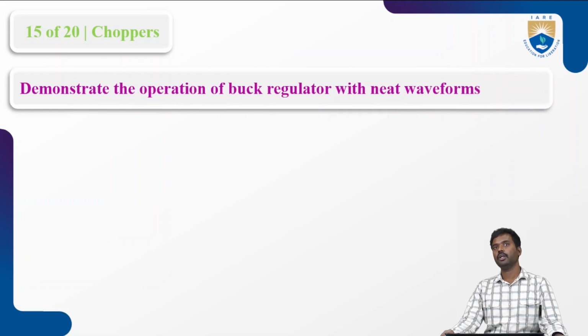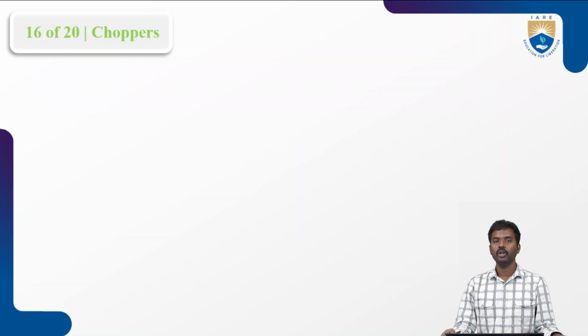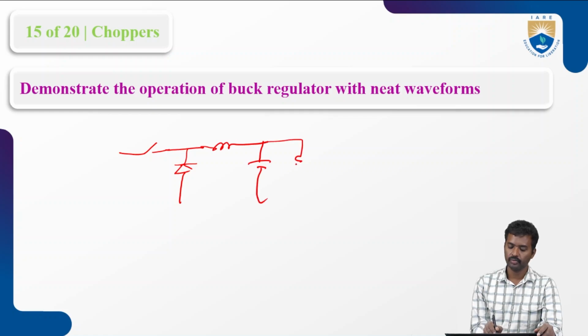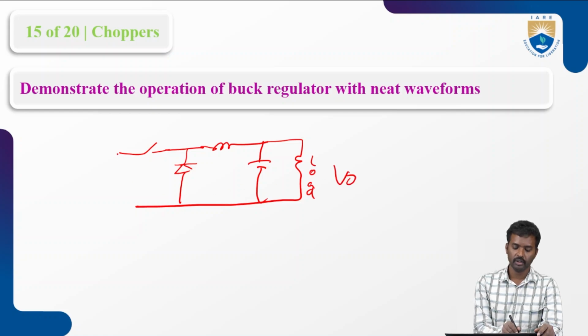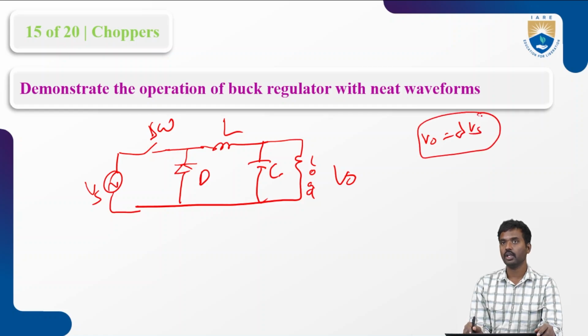Next, demonstrate the operation of buck converter. This diagram we also discussed. So buck converter diagram means here this is a switch, this is one diode, this is one inductor, and this is one capacitor, and the load, that is V0, with supply Vs. So switch, diode, L and C. Here V0 equals delta into Vs. This we already discussed.